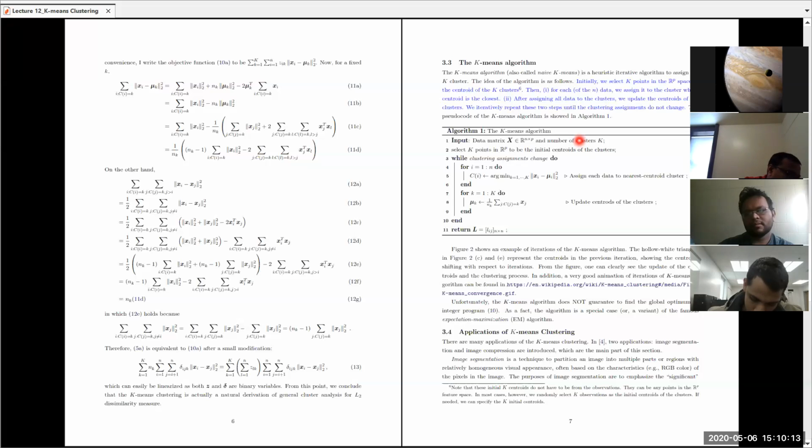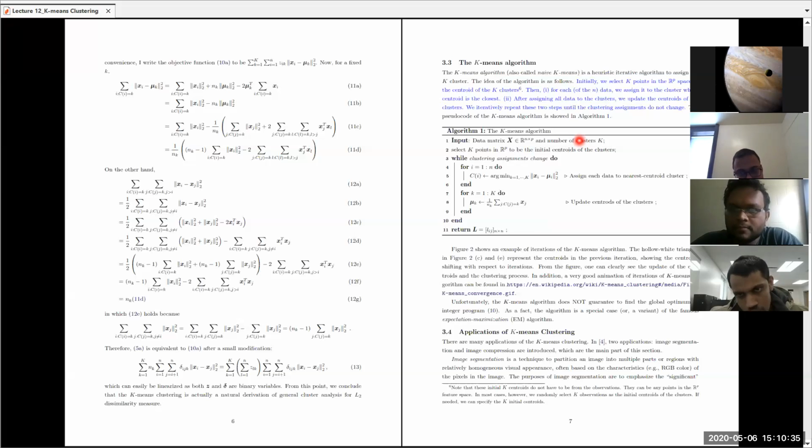For the K-means algorithm, the first step, for each data point, we assign the data to the cluster whose centroid is closest to this data. Initially, I already have K clusters, K centroids. For each of these N data points, I see which centroid is closest, and whoever is closest, I assign this data to that cluster. The second step, after assigning all these N data points to the clusters, we update the centroids of the clusters. For each cluster, I recalculate the new centroid.